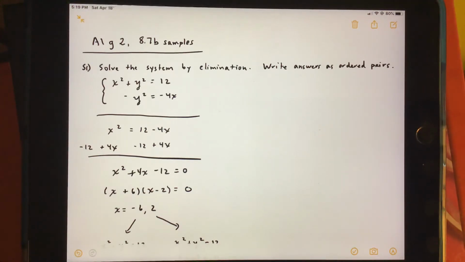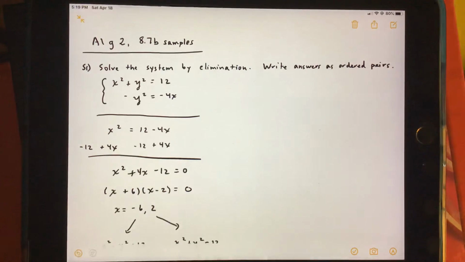And it's possible they intersect each other at no points, or 1 point, or 2 points, or 3 points, or 4 points. We're going to find all the possible points where they intersect, and that will be the solution to the system. Since this particular pair of equations has some opposite y-squareds, this would be a really good system to solve by elimination, and that's going to be the method we're going to use here.